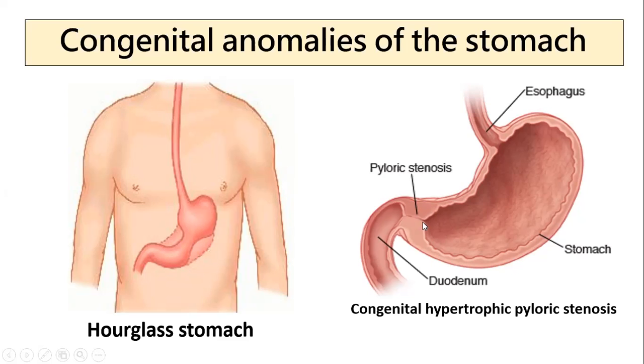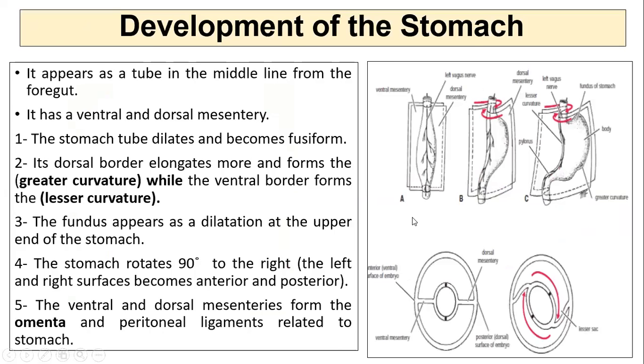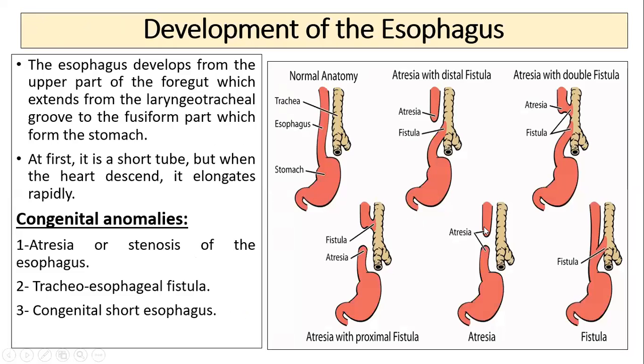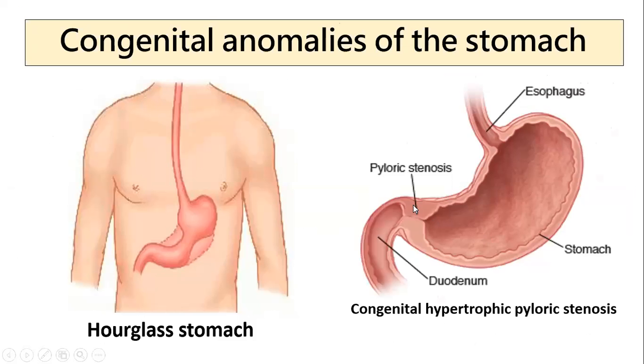On the other hand, this is more common in children, where there will be stenosis. As we saw stenosis in the esophagus, the atresia or the stenosis, similarly there can be narrowing of the pyloric part of the stomach. So this is called pyloric stenosis. Here you see this is narrowing. This is the regular opening. But here near the pylorus, it is stenosis. This is called congenital hypertrophic pyloric stenosis. This is more seen in children.